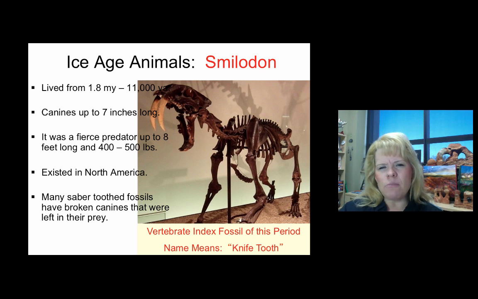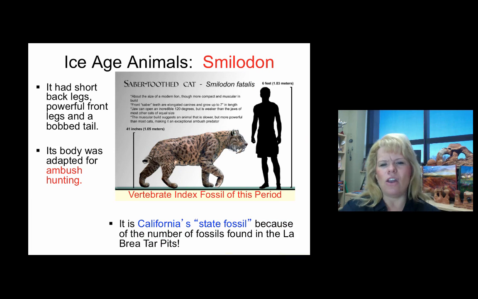We know that a number of Smilodons are found with broken teeth in the fossil record, indicating that they got a broken tooth in some kind of a prey or attack. Now, looking at a Smilodon, they had very, very short back legs and a super strong front end and a bobtail. So this is what we think they look like in comparison to the size of a modern man. If you see some of the movies like 10,000 BC, they make these animals look just incredibly huge. Not saying they weren't big, they were certainly big, but they were not as large as some of these movies make them out to be.